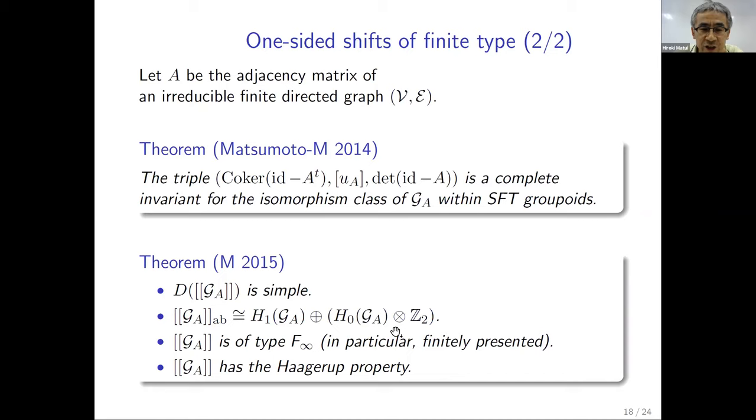And this topological full group is of type F infinity in the same way as the Higman-Thompson group. So in particular, it's of type F2, that is, finitely presented. And also this group has the Haagerup property. So as I mentioned before, this groupoid is purely infinite, so this contains a free group. So it's never amenable, but it's weakly amenable in a certain sense.